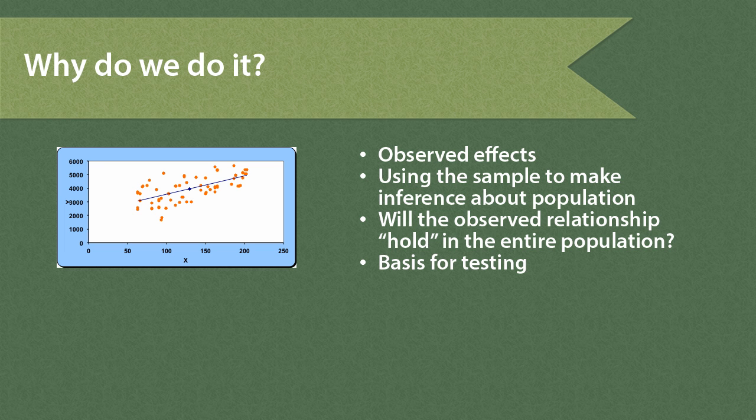Eventually, we'll want to use that observed relationship, our regression equation, as a basis for statistical testing, so that we could answer a much more important question: is the observed effect, that is, the observed relationship between income and amount charged, statistically significant? In other words, is it something we would expect to hold for the entire population of cardholders?